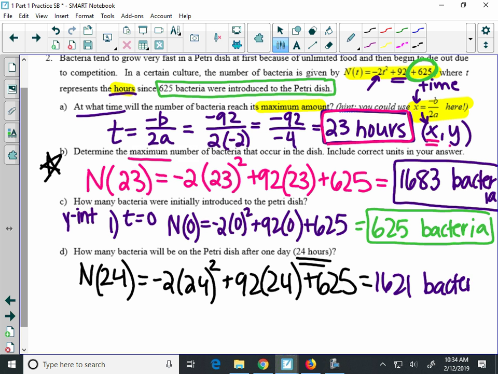And if you are not sure why the number went down, remember after 23 hours, this was at your maximum. So that 1,683 is the most bacteria you have, then you start decreasing, and an hour later you have 1,621 bacteria.